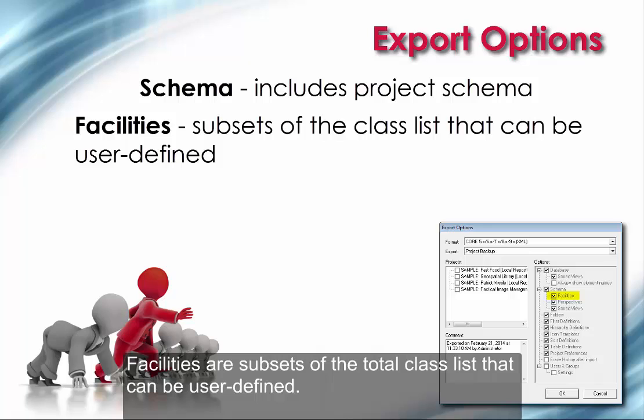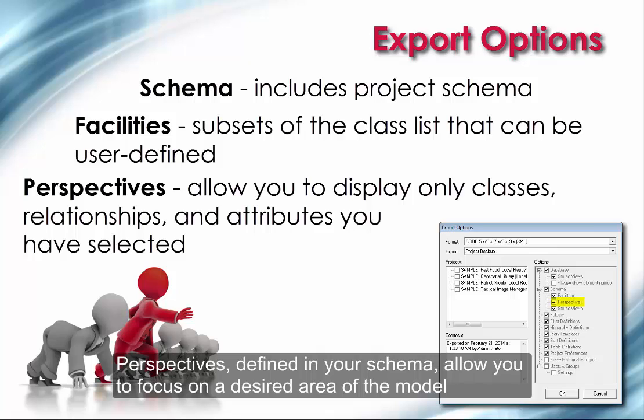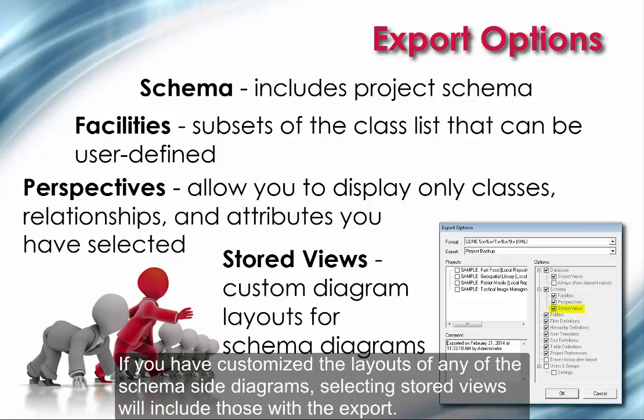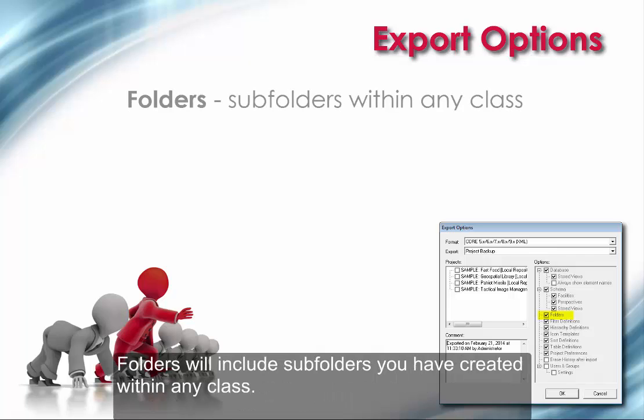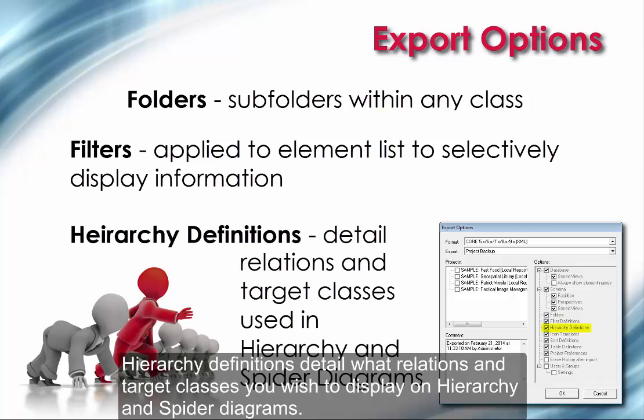Facilities are subsets of the total class list that can be user-defined. Perspectives, defined in your schema, allow you to focus on a desired area of the model, displaying only the classes, relationships, and attributes you have chosen. If you have customized the layouts of any of the schema side diagrams, selecting Stored Views will include these with the export. Folders will include subfolders you have created within any class. Filters can be applied to the element lists to selectively display information. Hierarchy definitions detail what relations and target classes you wish to display on hierarchy and spider diagrams.